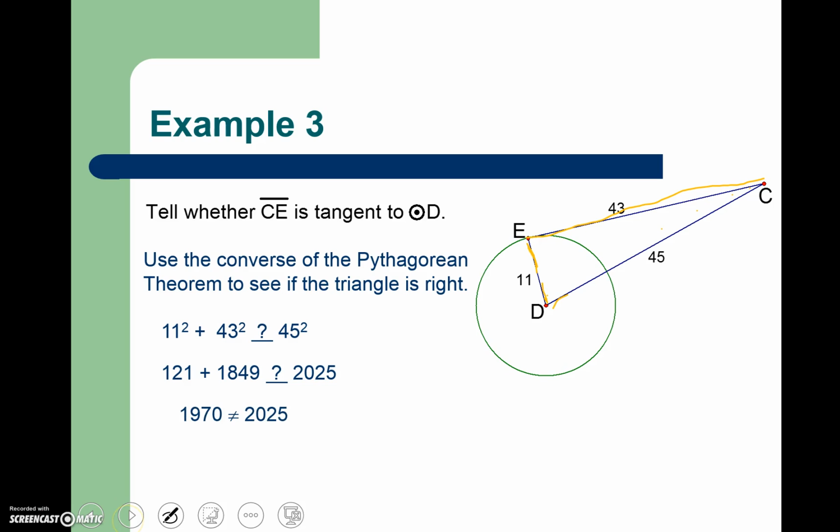Squaring everything out and simplifying it, I can see that they are not equal, and that's all I need to see. So therefore, since it's not equal, it cannot be a right triangle. Since it's not a right triangle, that means the line segment CE cannot be tangent to the circle D.